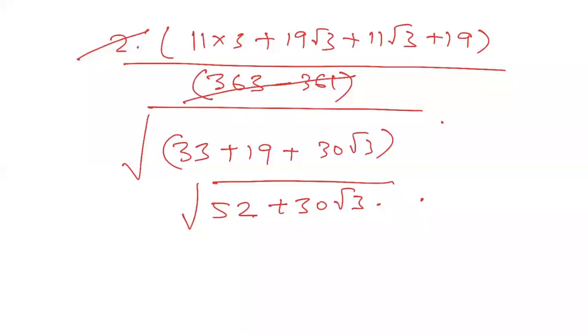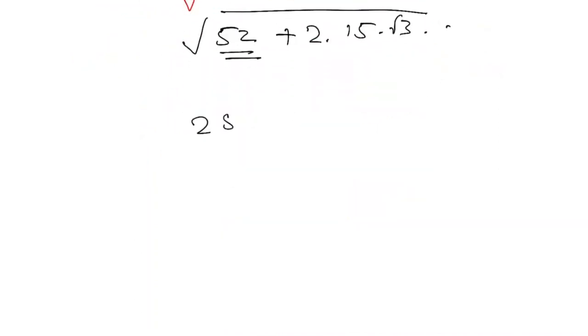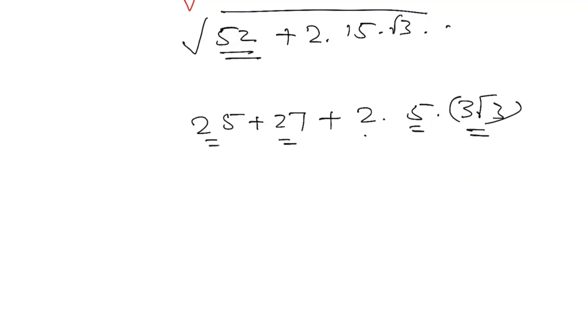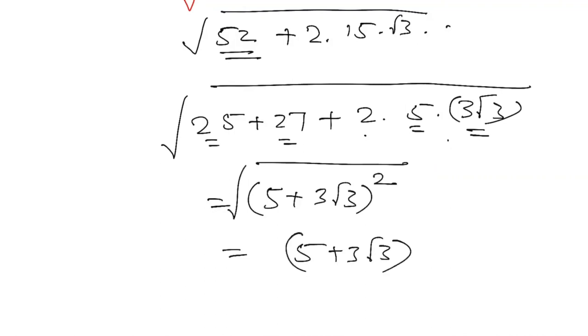Right. So if I factorize this number as 2 into 15 into root 3 plus 52, right, is in the under root. So what is the number now? 52, we can write 25 plus 27 plus 2 into 5 into 3 root 3. A square plus B square plus 2AB is in the under root. So this will be A plus B the whole square, root of the whole square. This will be 5 plus 3 root 3. What you have to find? The answer to the question.